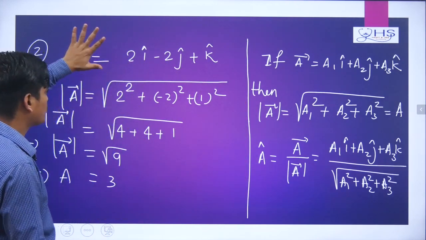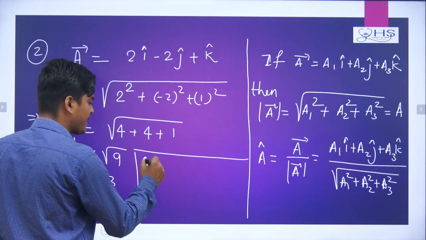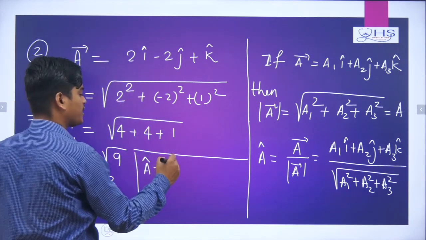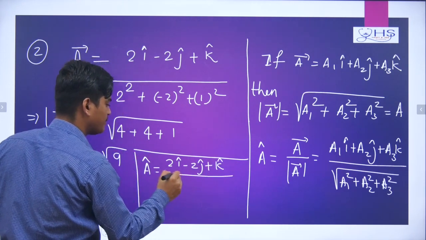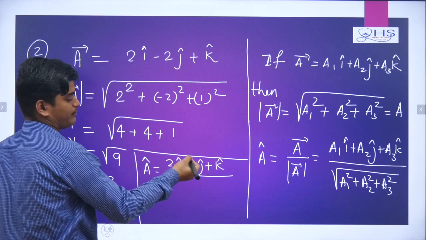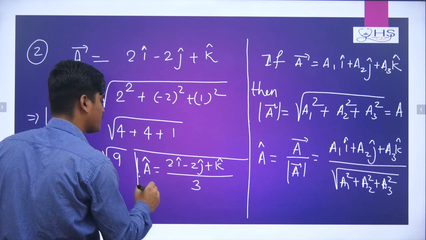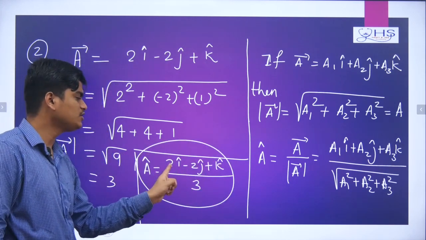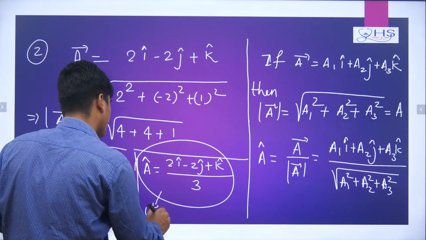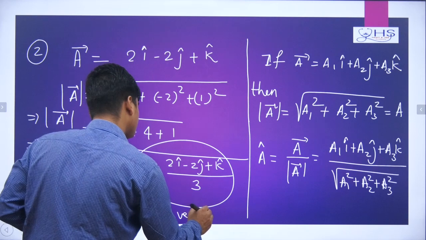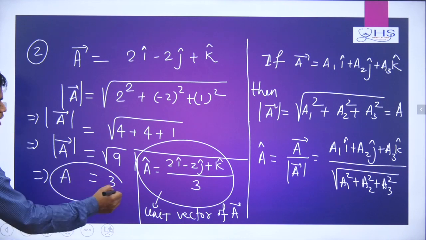In this particular question, if I want to find my unit vector A cap, then what will I write? A vector I'll represent as 2i minus 2j plus k divided by how much? Root under 2 square plus minus 2 square plus 1 square, which is nothing but 3. So this will be my unit vector of A vector, or I can write 1 by 3 into 2i cap minus 2j cap plus k cap. So this is my unit vector along A vector, and this is nothing but the A vector magnitude.